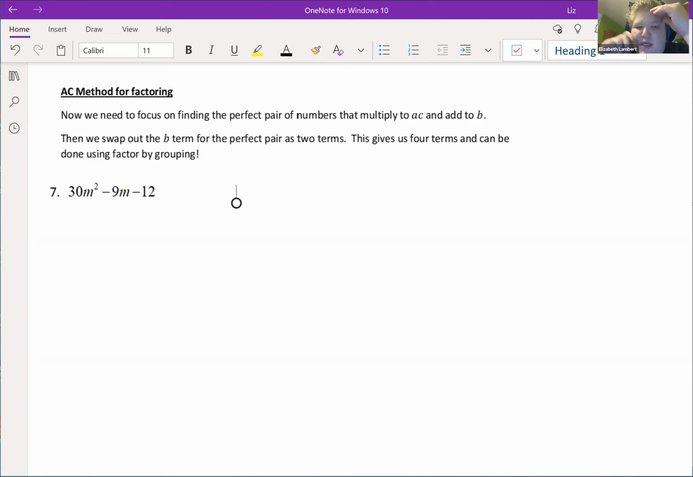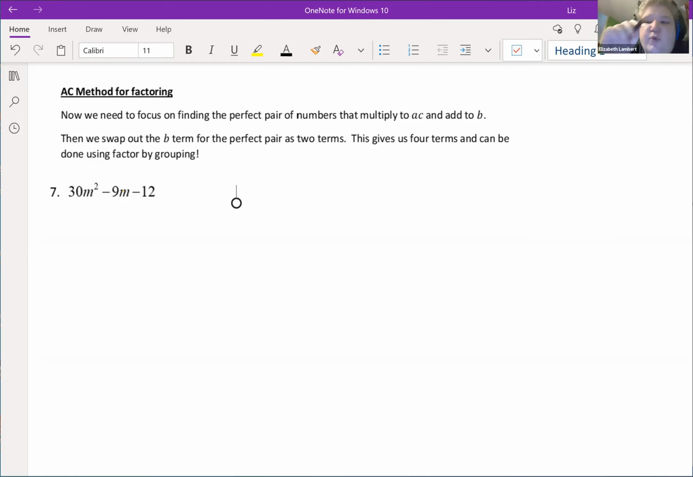So this method streamlines the entire process. Every step is reversible. It works on every quadratic that can be factored. I say that because there is the occasion where we get prime.